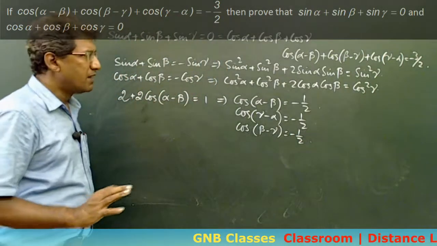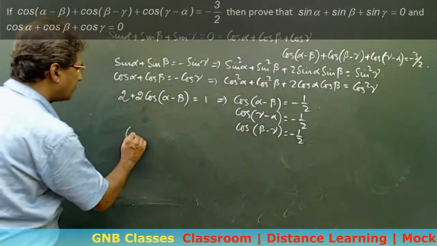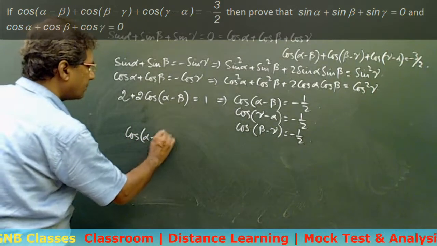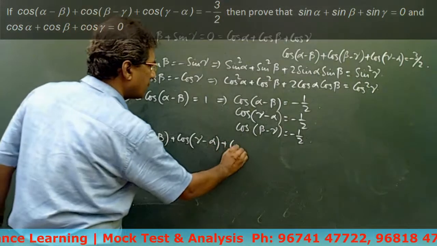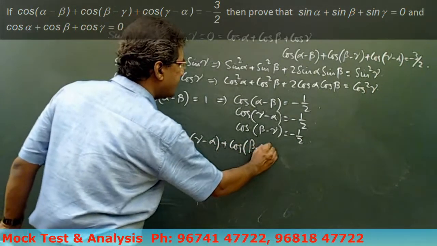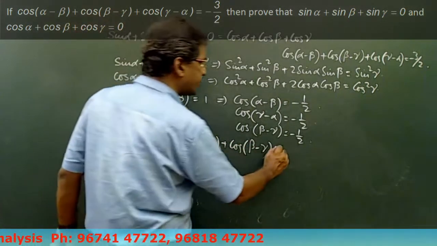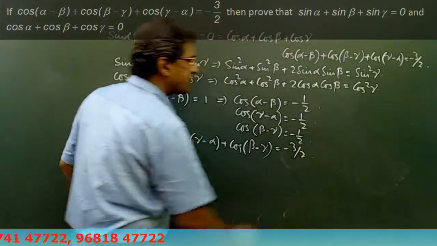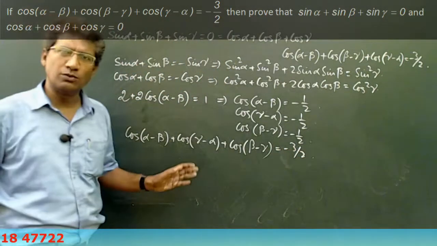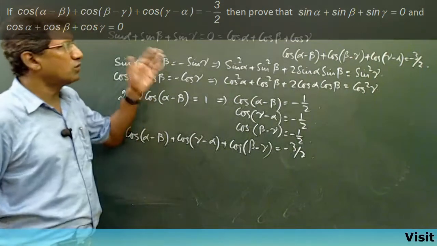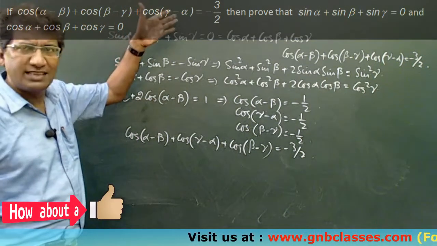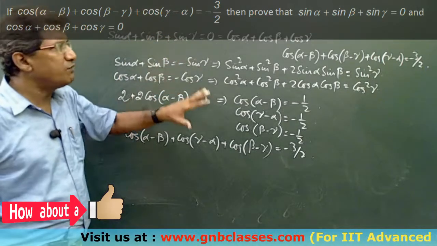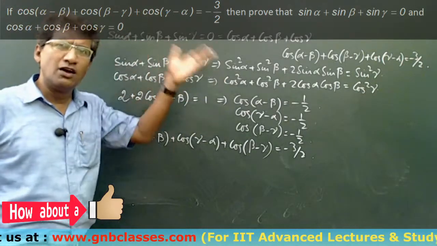Is it right? Now if you add it up, if you add the corresponding sides of these three equations, we are going to get minus 3 by 2. Is it clear to all of you? So the first question which is given to us, we have done, and we have done the same sum in the reverse form.